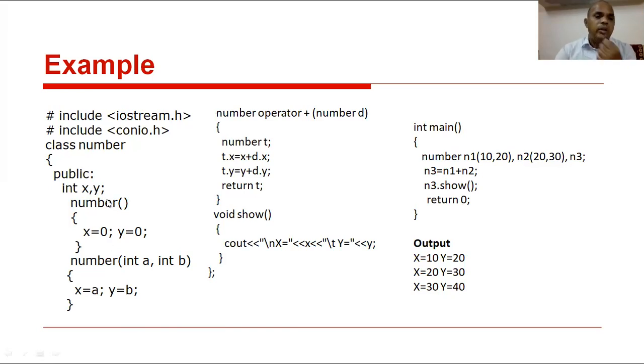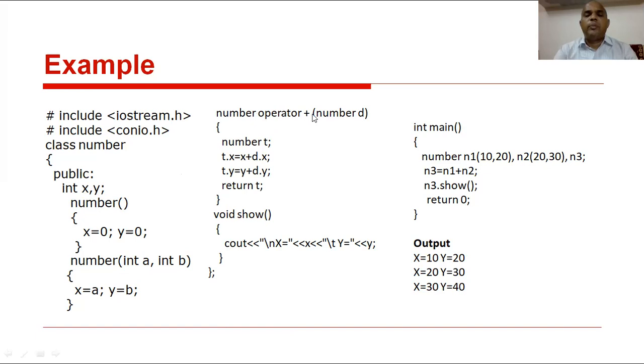Come here, public, here Number is your class name, and this is also Number. This is called a constructor. Constructor member functions have the same name as the class. Constructor member functions are used for initialization of an object. These member functions are invoked automatically. This is the default constructor. The first one is the default constructor, the second one is the parameterized constructor. Then this is called Number operator plus Number d.